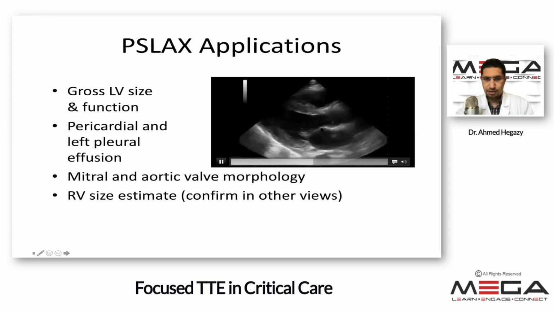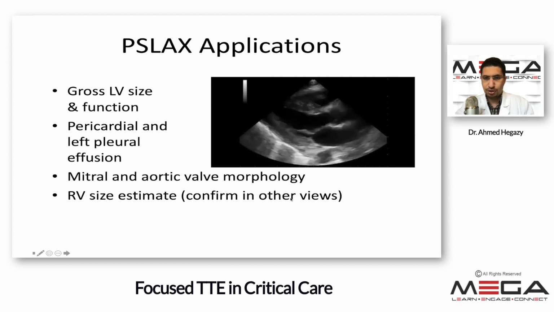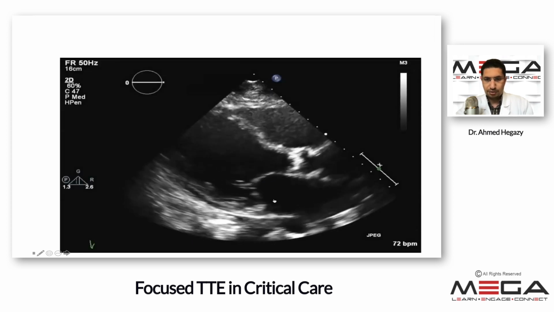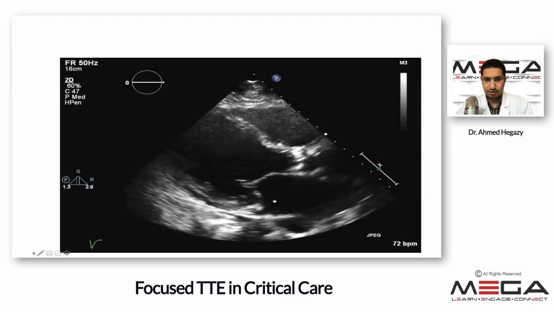And here in this view, we can assess the mitral and the aortic. And you can also assess the RV size, although it's not the best view to assess RV size because it's usually cutting just the right ventricular outflow tract in the near field. I usually go to the apical four-chamber or the subcostal four-chamber to assess my RV size. All right, so let's look at this parasternal long axis view.